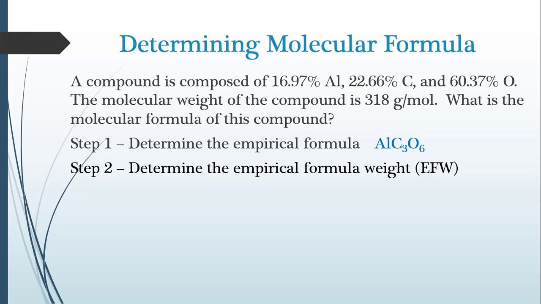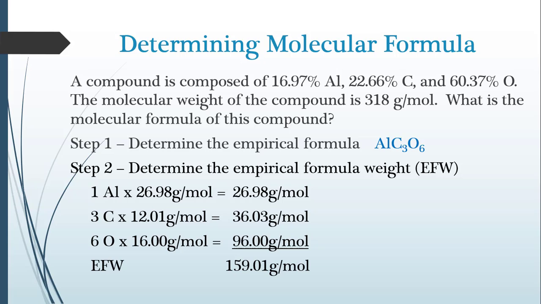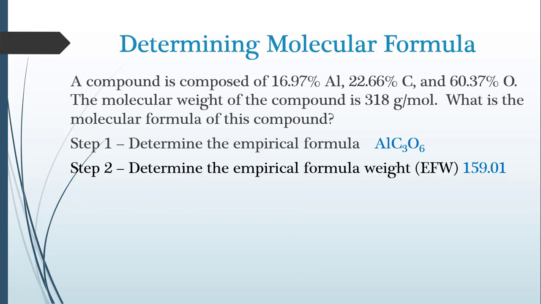You do this the same way as you would figure out a molecular weight. I have 1 aluminum, I multiply that by 26.98. 3 carbons multiplied by 12.01. 6 oxygens by the 16 grams per mole. So my empirical formula weight is 159.01 grams.